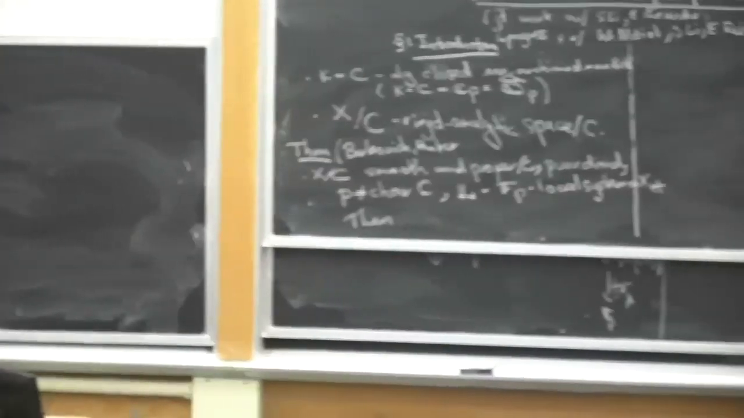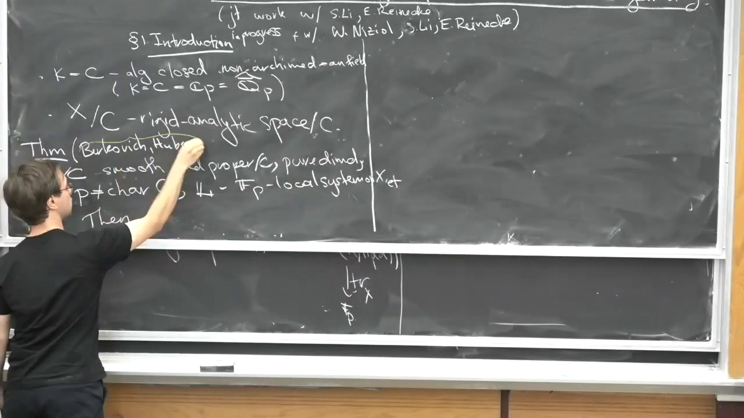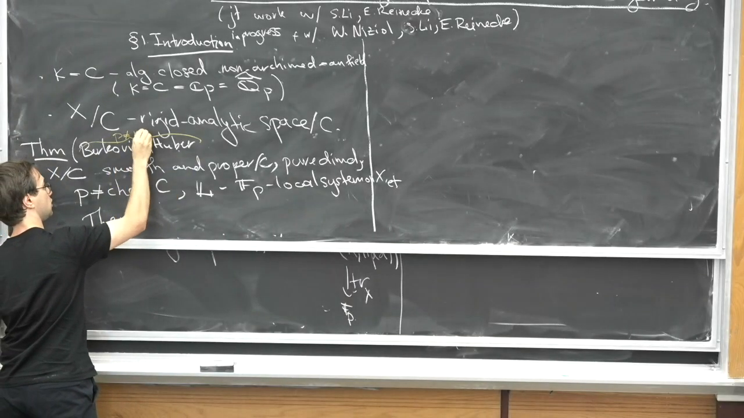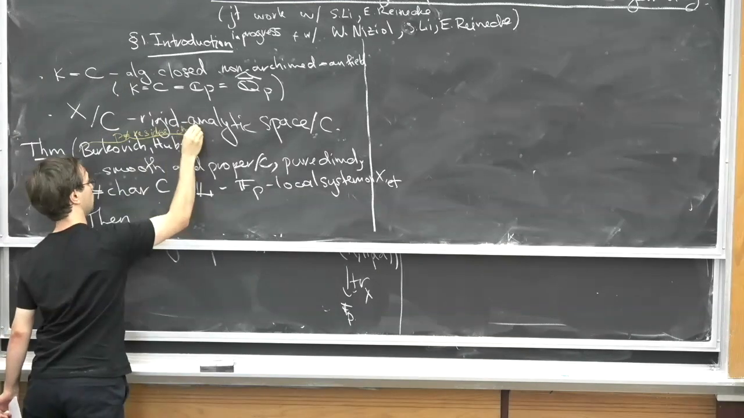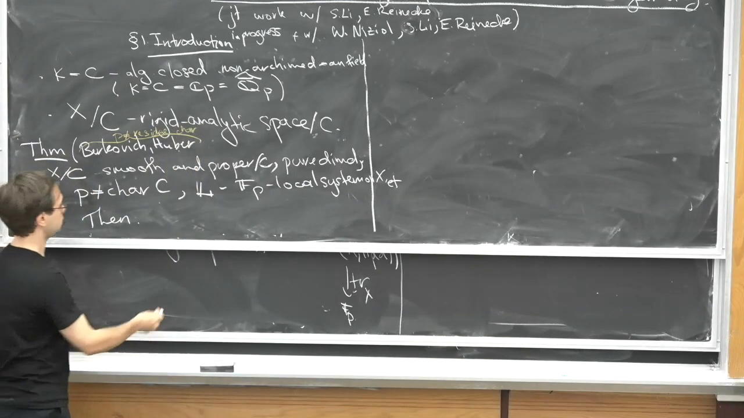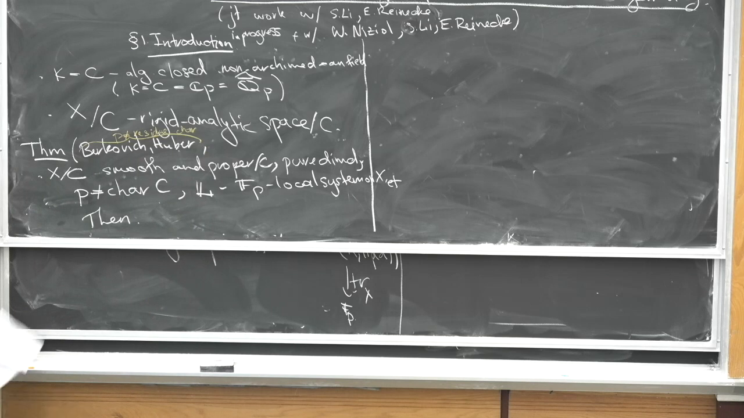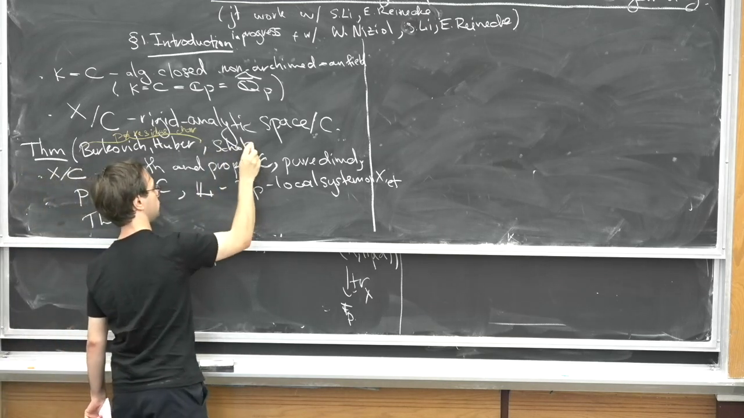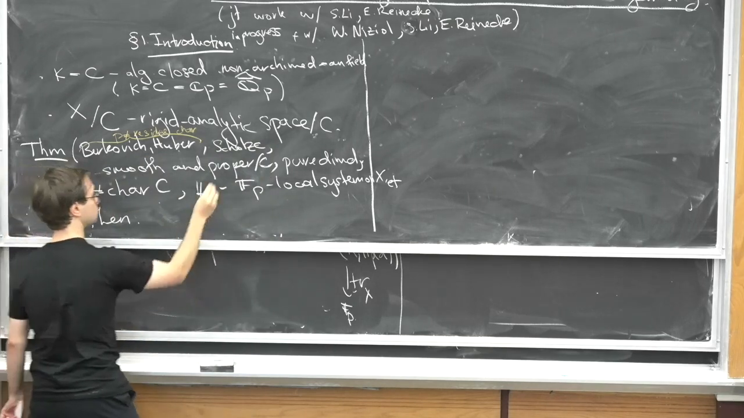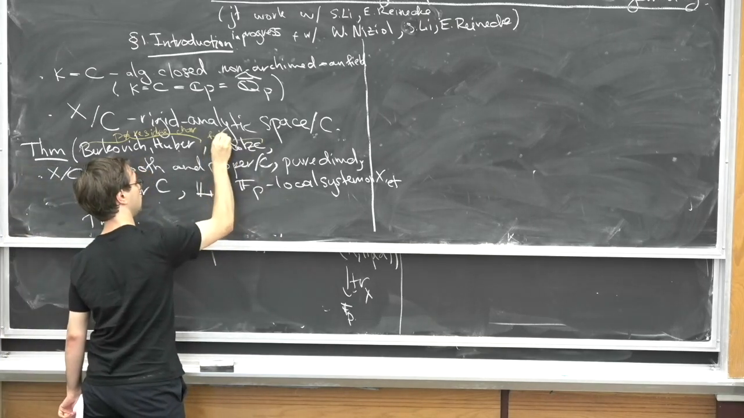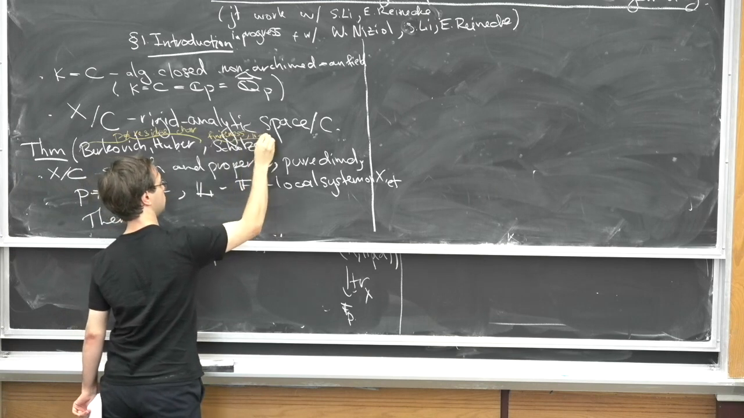So let me give proper attribution. The theorem is due to Berkovich and Huber when p is not equal to the residue characteristic. And then if p is equal to the residue characteristic, the first contribution is due to Scholze. This is finiteness, and it can be residue characteristic.